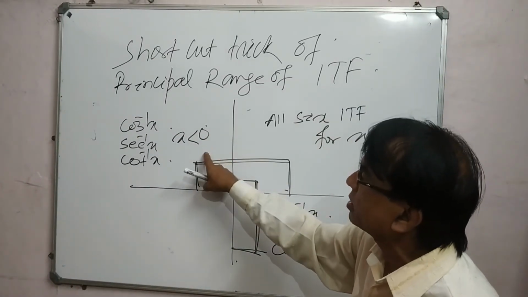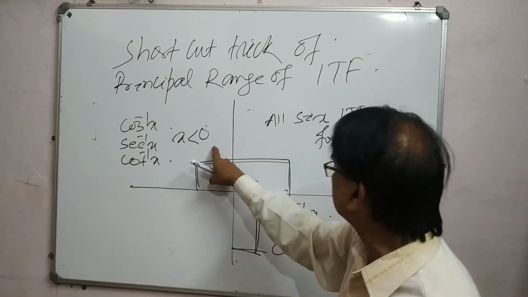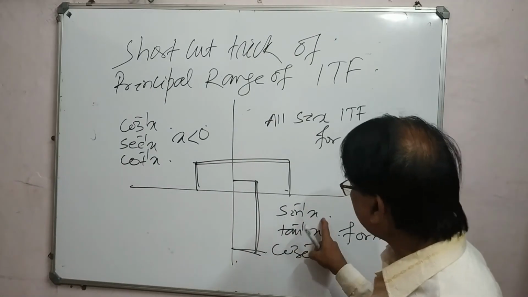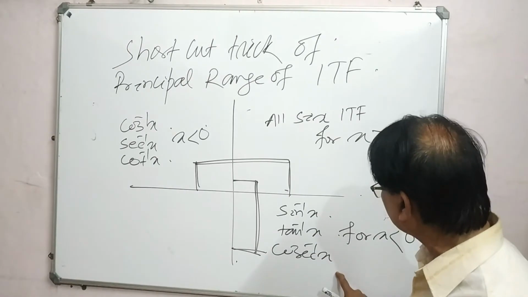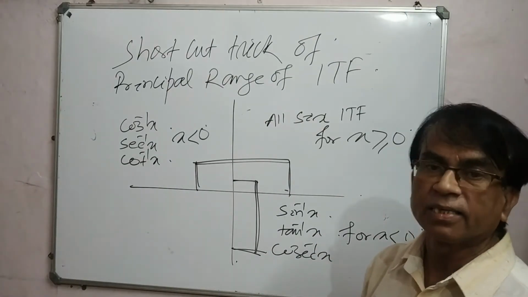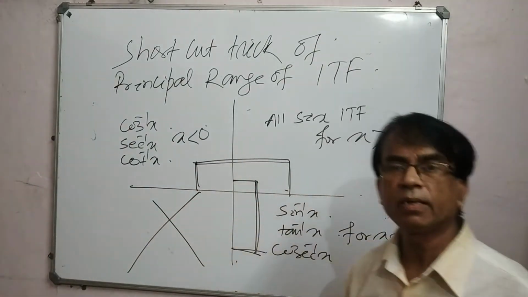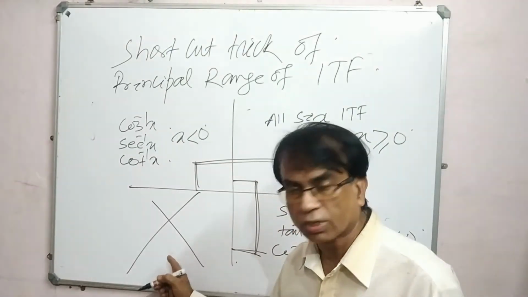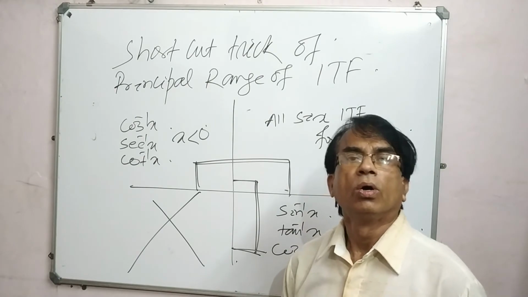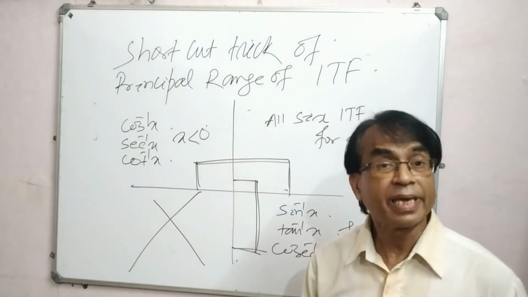And in the second quadrant, only cos inverse x, sec inverse x, cot inverse x for x less than 0. And the fourth quadrant in anticlockwise sense, it is sin inverse x, tan inverse x, cosec inverse x for x less than 0. This you have to remember. And in the third quadrant, no ITF exists. And if any sum comes under this category, we convert to the respective principal range by ASTC rule.